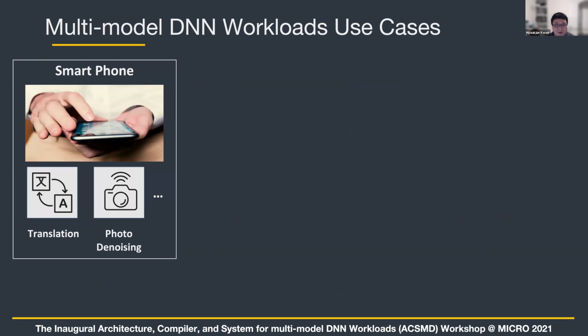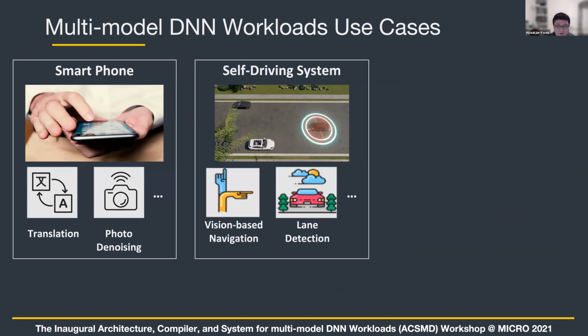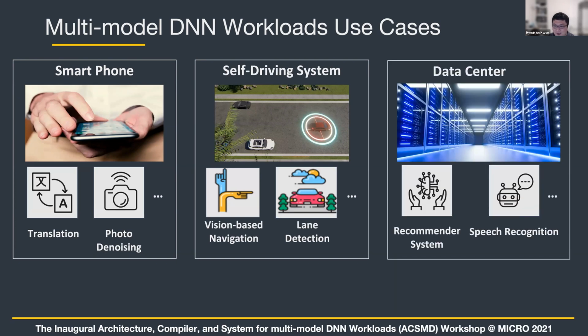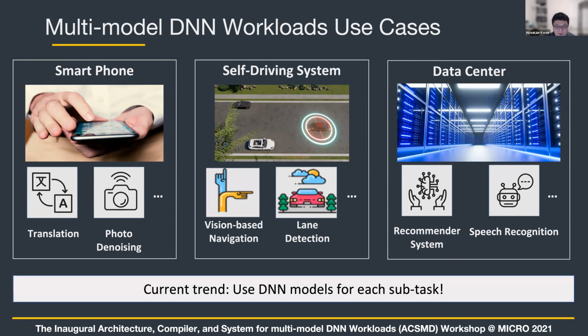These kinds of multi-modal DNN workloads are currently everywhere. On edge devices or mobile devices, such as a smartphone, it runs many services like translation, voice denoising, and so on, which all use DNNs nowadays. If we increase the scale a little bit larger, we can think of the self-driving system, which also has multiple subtasks that use DNNs. If we further increase the scale, we can also think of data centers. They also run a lot of services such as recommender systems, speech recognition, and so on. The bottom line here is that using DNN models for each subtask is the current trend, and it results in multi-modal DNN workloads, which is the main topic of this workshop.